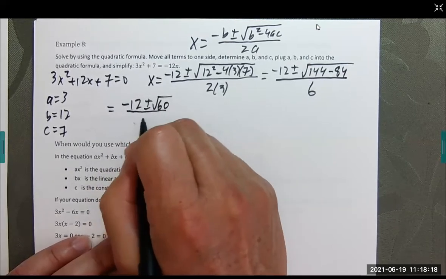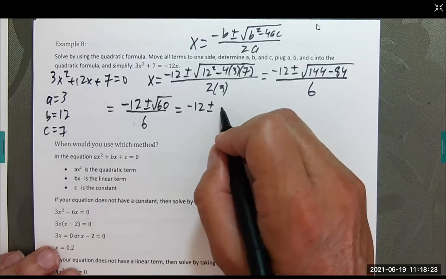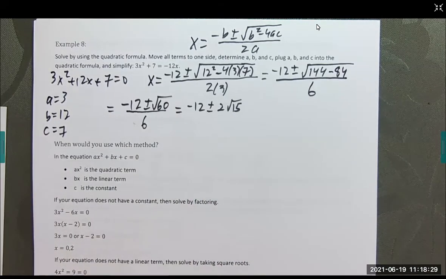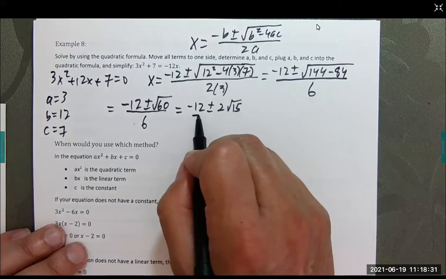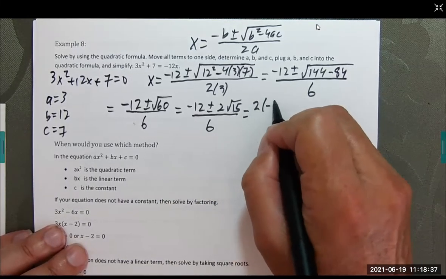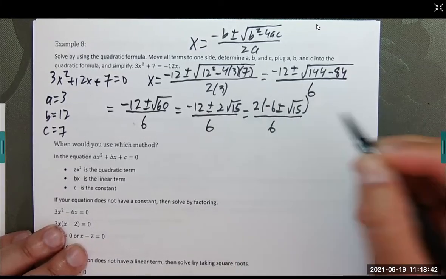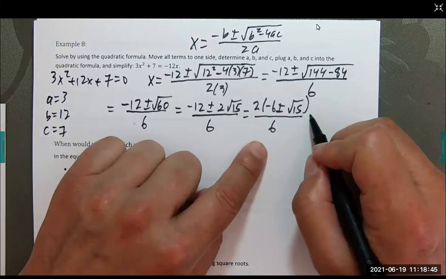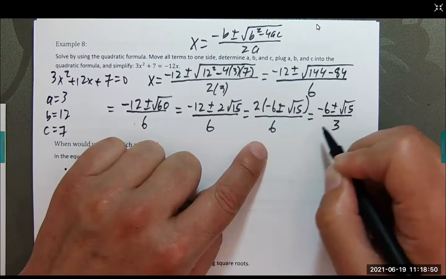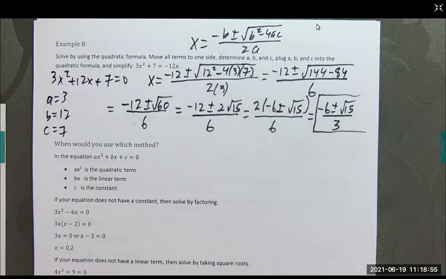Now root 60 does simplify to 2 root 15 over 6. I can factor a 2 out of that and reduce the 2 and the 6. So make sure you do your simplifying as you go through it.